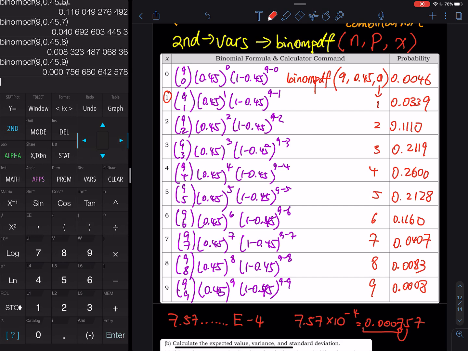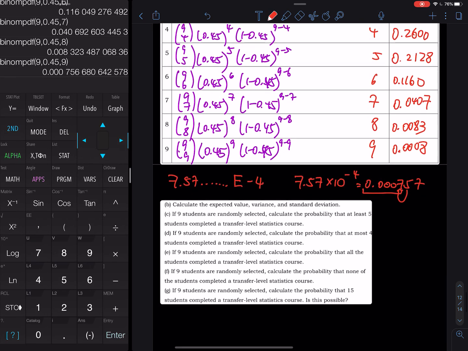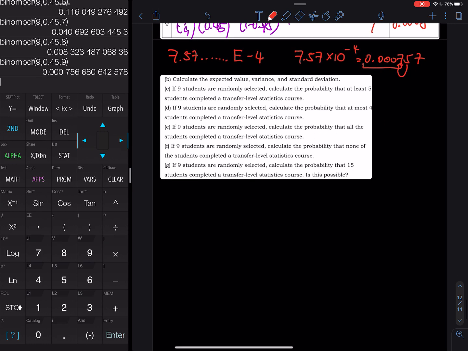Okay, you done? All right, let's look at the probability problems. So in part B, I would like to calculate the expected value, variance, and standard deviation. For binomial distribution, there is a specific set of formulas to calculate these three things.